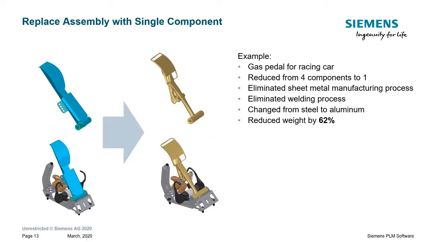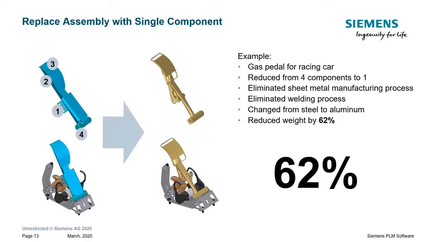Let's count the components. First is the bracket at the base, then the support for the pedal itself, next is the pedal top, and finally the pivot. 62%. That's pretty impressive.